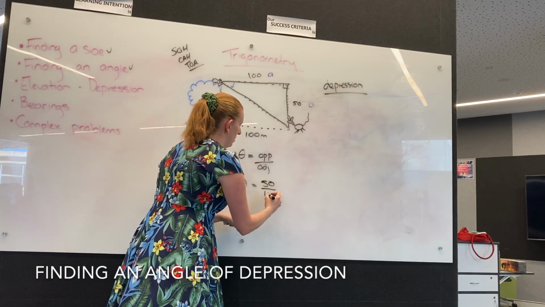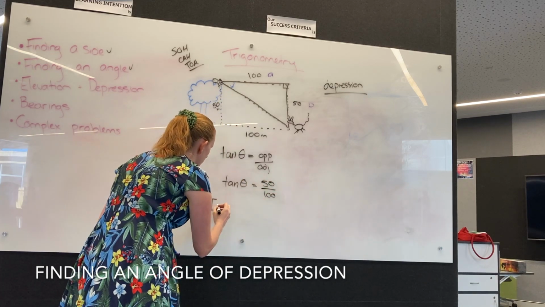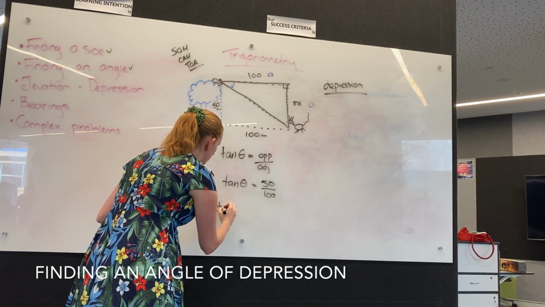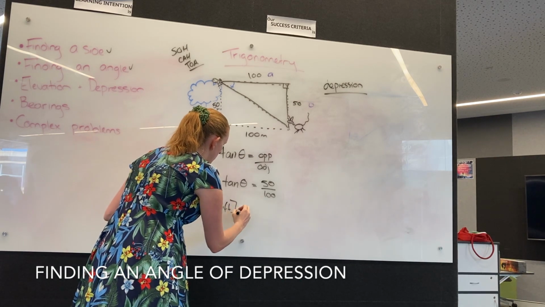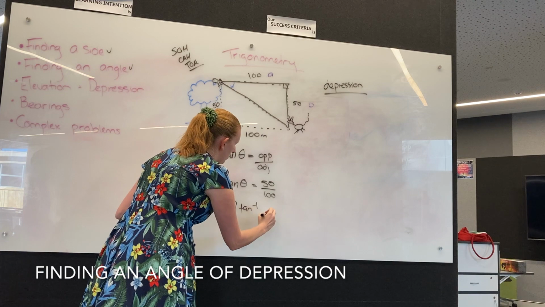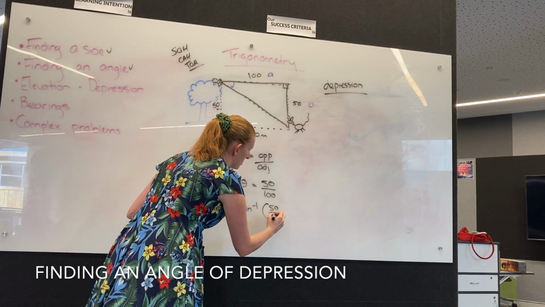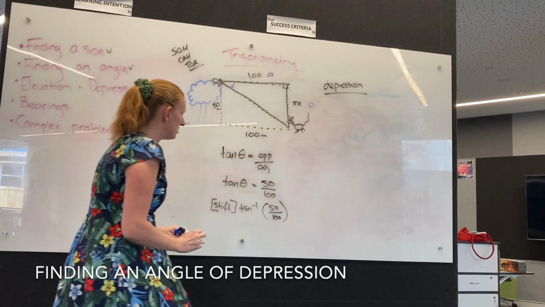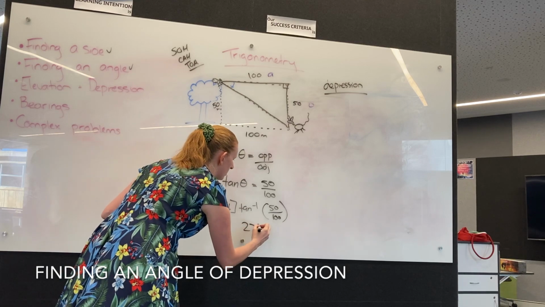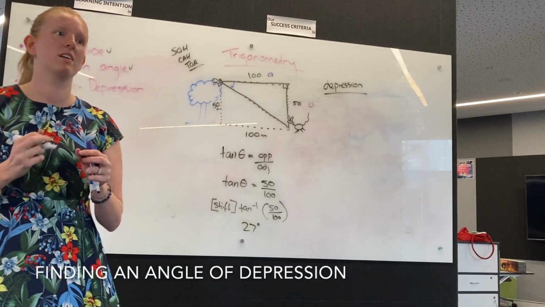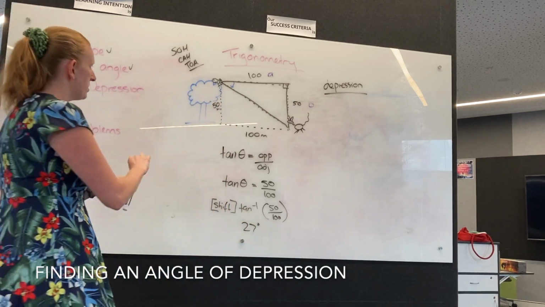In my calculator, I'm going to type shift, then tan, and I'm going to get a little -1, and it'll give me some brackets. So I just type in my fraction. 27 degrees. Awesome. Cool. All right, so that will be 27 degrees.